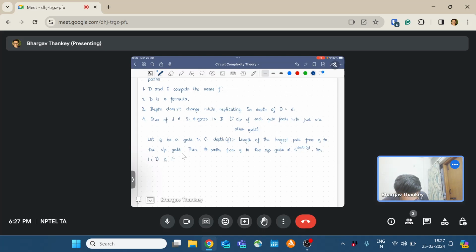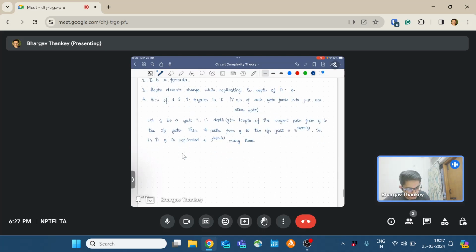And so in D, G is replicated less than or equal to S times depth of G many times. Okay, and so now depth of G is less than or equal to D.